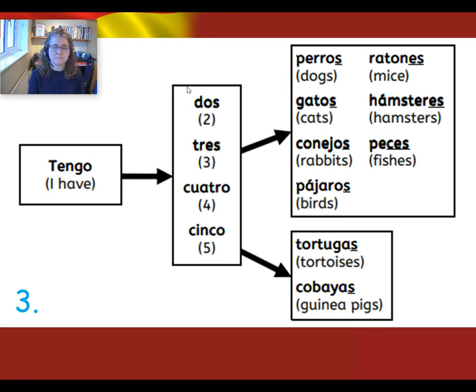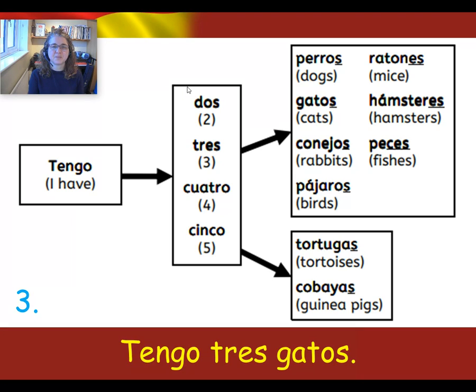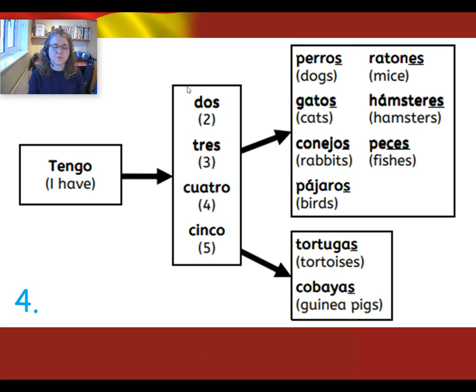Number 3. How do you say, I have 3 cats? I have 3 cats. Have you got Tengo 3 gatos? Well done. And finally, number 4.